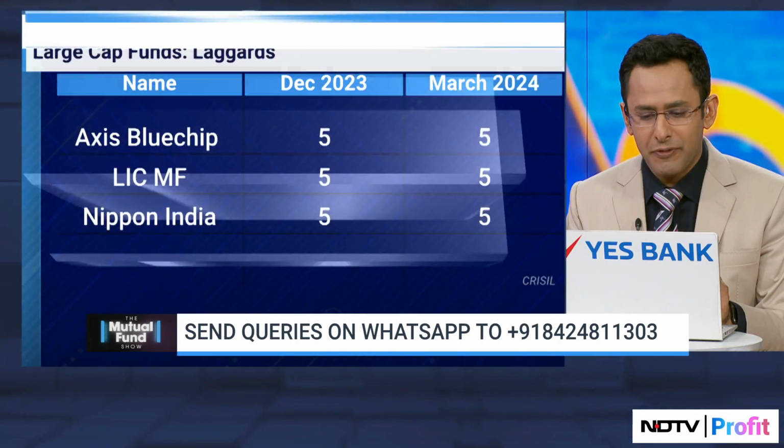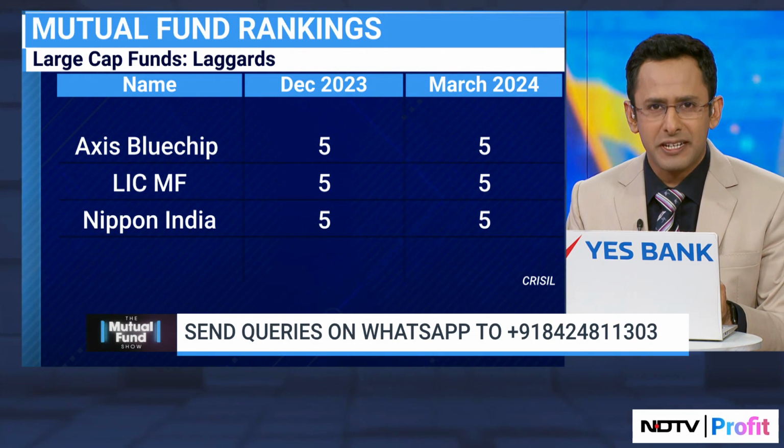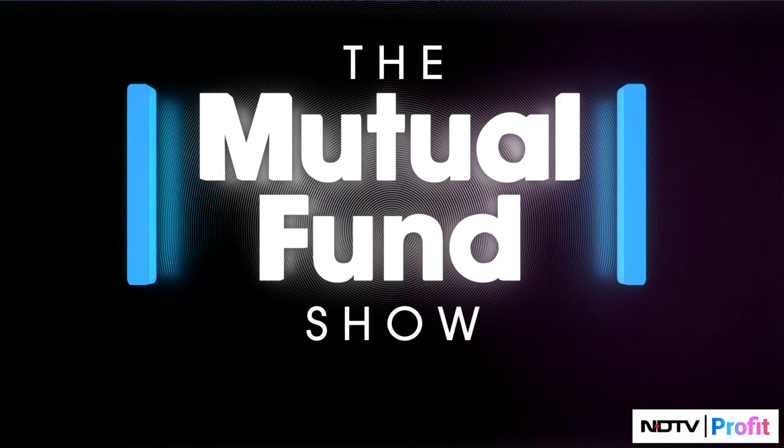All right. I do want to focus on the bottom three funds as well, because it's important to talk about underperformance equally when you speak about outperformance, right? And just like the top three have remained constant for some time, the bottom three have also remained constant. Axis Blue Chip, LIC MF Large Cap Fund, and Mirae Asset Large Cap Fund are in the bottom percentile of large cap actively managed funds.